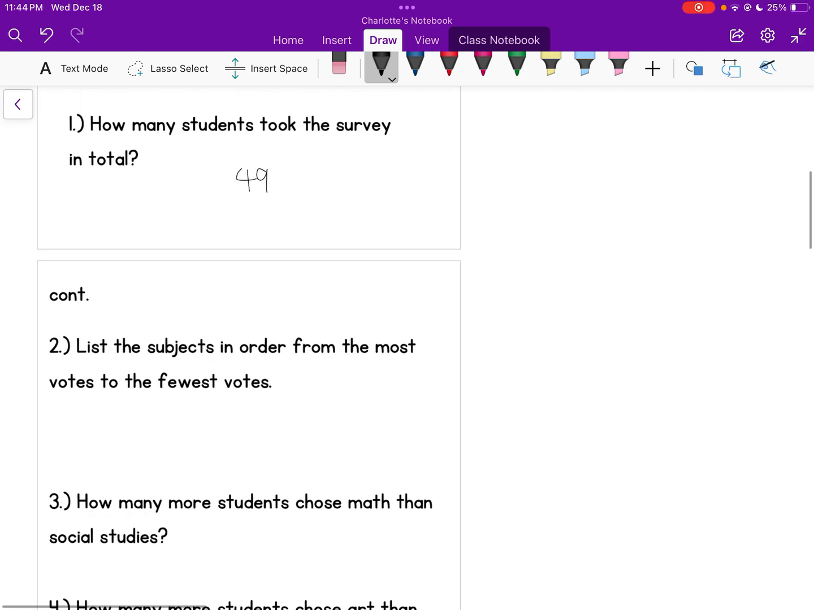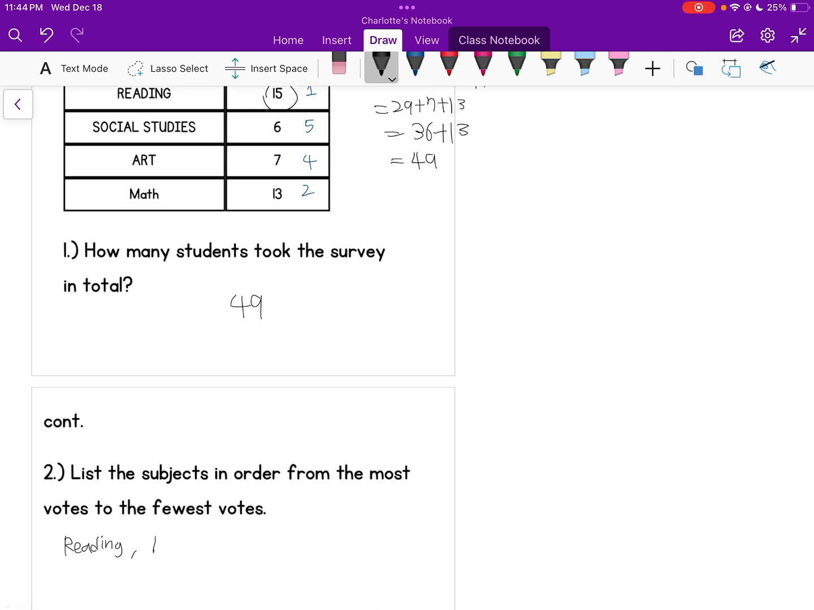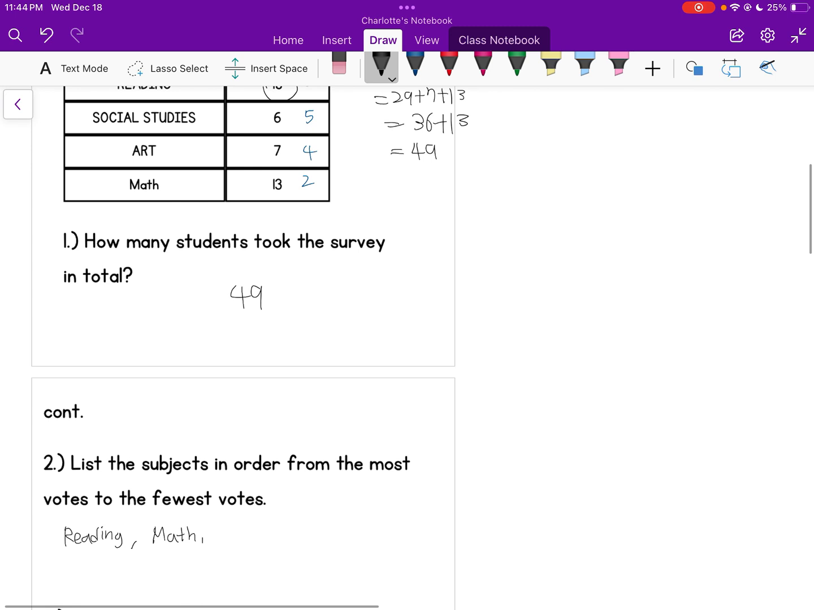So we'll put it as reading, math, science, art, and social studies.